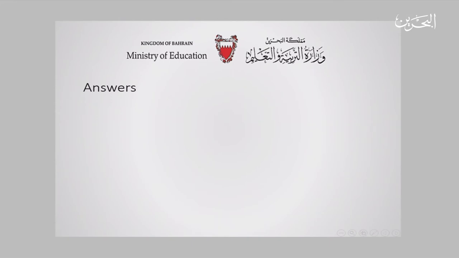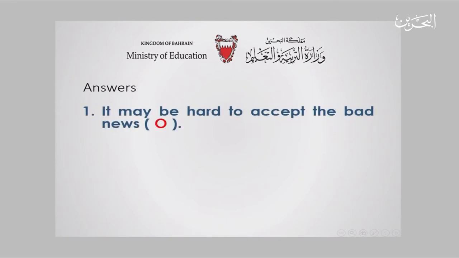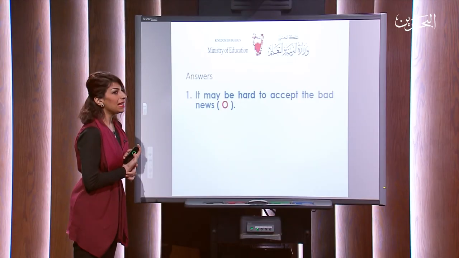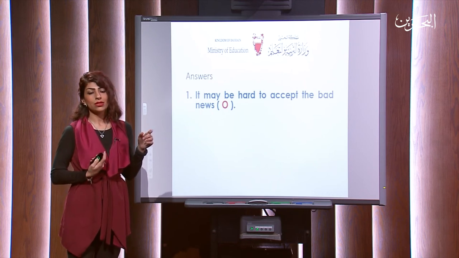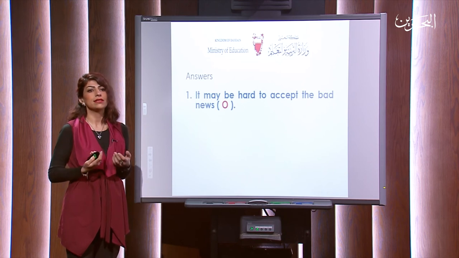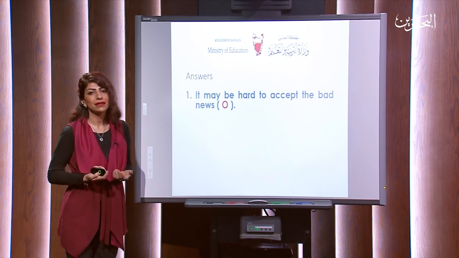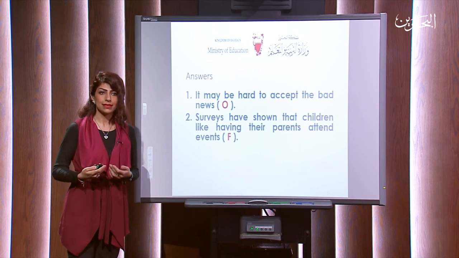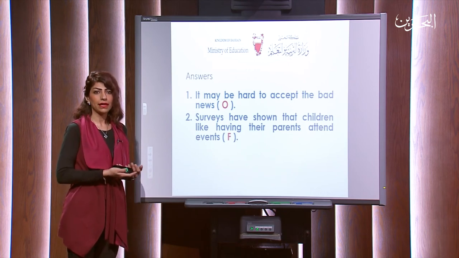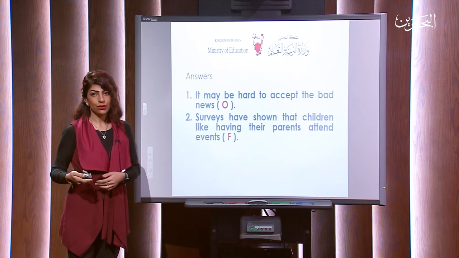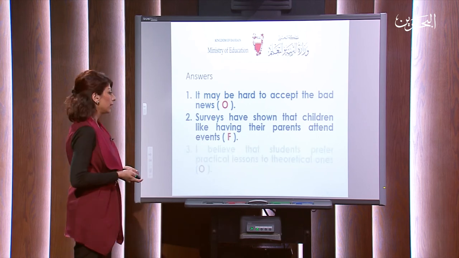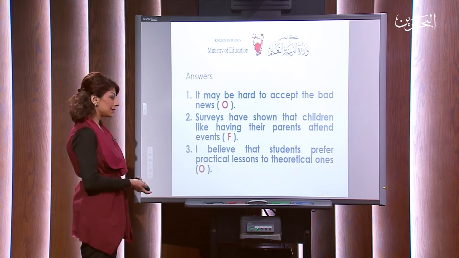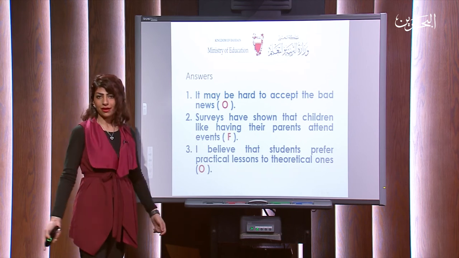So, let's check the answers together. Number one is O, it's opinion. How did I know it's an opinion? Let's read the statement. It may be, the word maybe indicates that we are not sure. So, there are no facts, there is no survey, there is no research. So, it's definitely an opinion. Number two starts with surveys have shown. So, yes, there is a survey. They have done a survey which shows the fact. So it's a fact that you can't argue. Number three, I believe. The expression I believe indicates opinion. So yes, definitely this is an opinion. I hope you got them right.